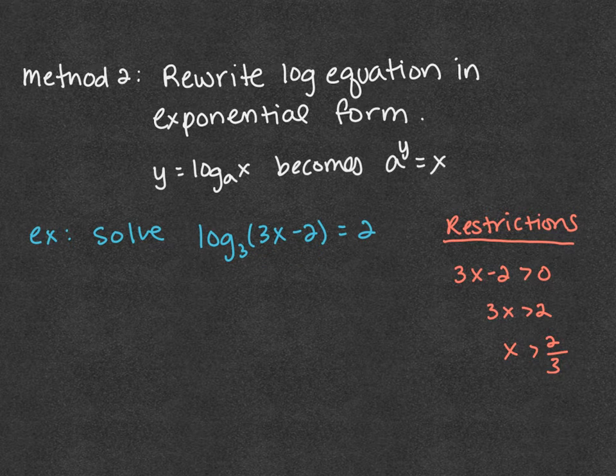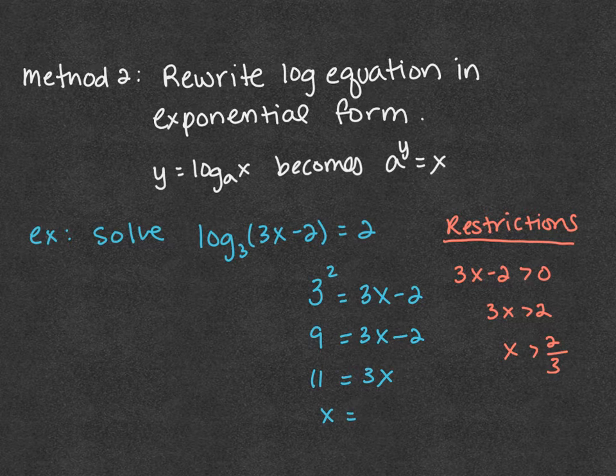I know in this problem I can't use method 1 because I don't have a single logarithm on the left and the right. I only have one logarithm, but the base of that logarithm is 3, and it's equal to 2. So 3 to the second power is going to be equal to 3x minus 2. So that's what I'll do, I'll rewrite the logarithm in exponential form. 3 squared we know is 9, and then from here we can solve this equation to get x equal to 11/3. 11/3 is definitely bigger than 2/3, so this is a good answer. It is not extraneous.